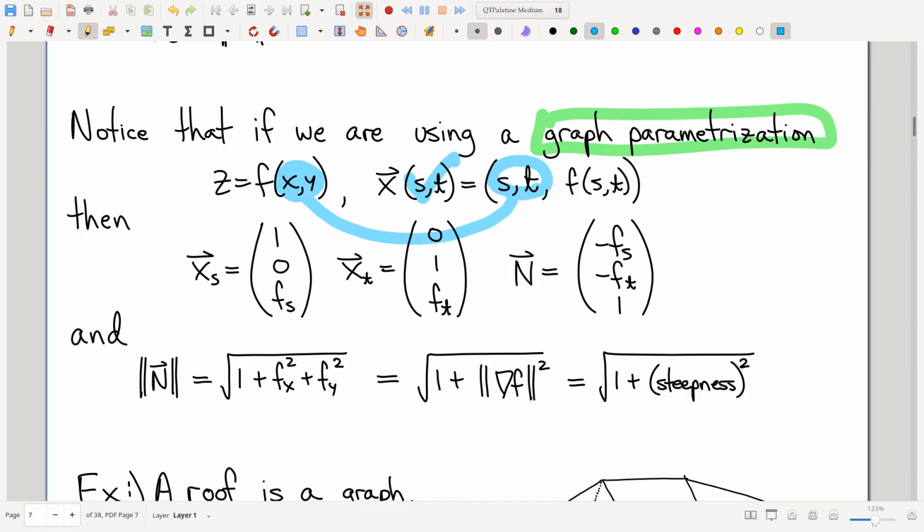Yes. So we only use this if it is a graph parameterization. Only if it is a graph, and only if you are willing to use the graph parameterization specifically. Because there's lots of ways to parameterize. Just because something is a graph doesn't mean you have to parameterize it that way. So this is a narrow special case, but it's a special case that comes up actually pretty often. So handy to have this in your toolbox.